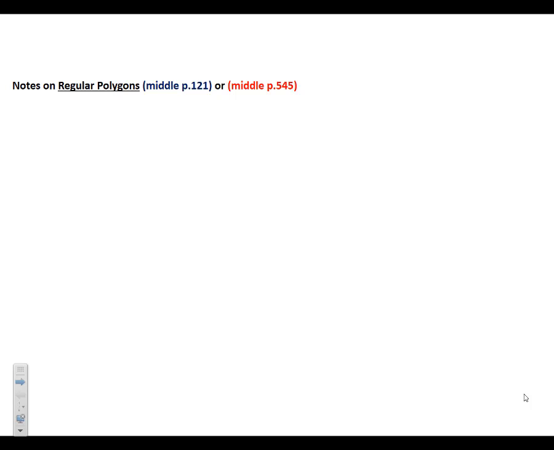Notes on regular polygons. I know you took them from the middle of page 121 or the middle of page 545, respectively, for your class. And you realize that for a regular polygon, there's two things that we need to know. What are those two things? That all sides are what? All sides are what? That's right. Congruent.